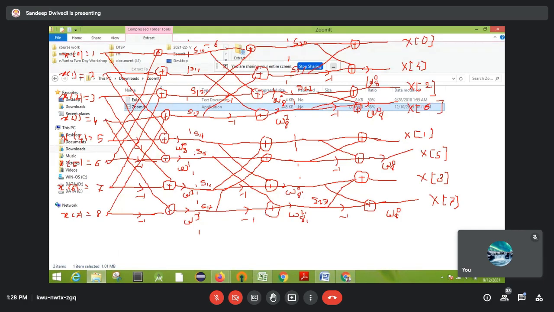Like that you need to calculate all the twiddle factor values also. This will be 1, this will be something like 0.707, and W raised to power 2 will be minus j, and W raised to power 3 will again be minus 0.707 minus j 0.707. So you need to calculate the twiddle factors also, and like that you can do the calculation. Is there any doubt in the calculation part?